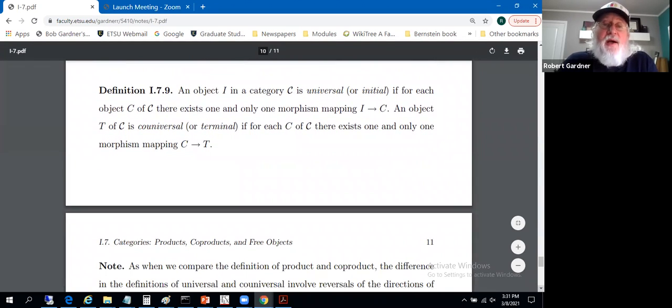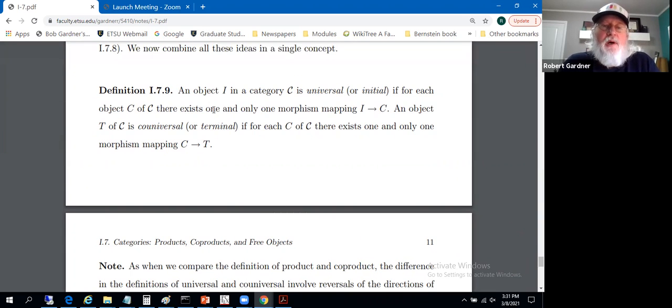So let's introduce a final idea and prove a final result. It's a brief one. An object I in category C is called universal. I think that's probably a more common term than initial, though initial is more suggestive of what happens in the definition. So I is an object in category C if for each object C in category calligraphy C, there exists one and only one morphism mapping I to C, then that I is called universal.